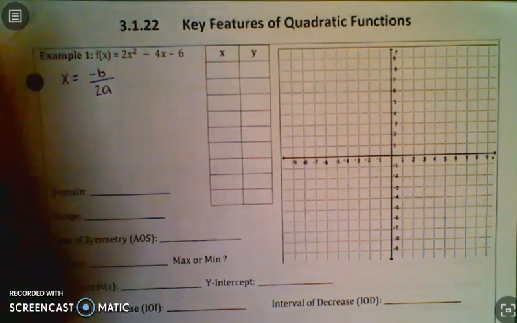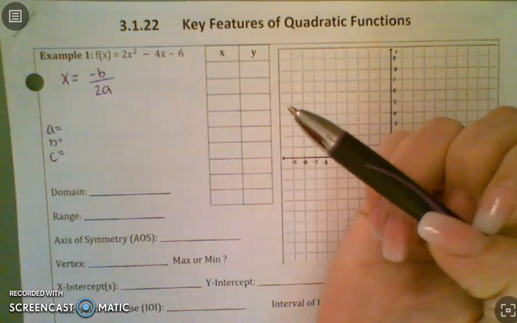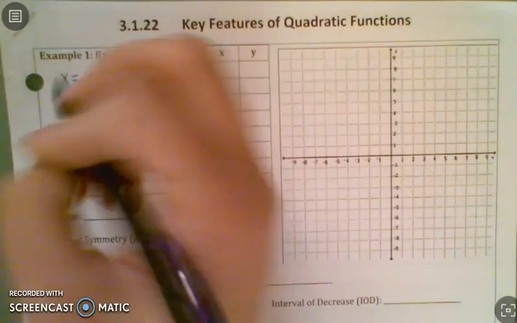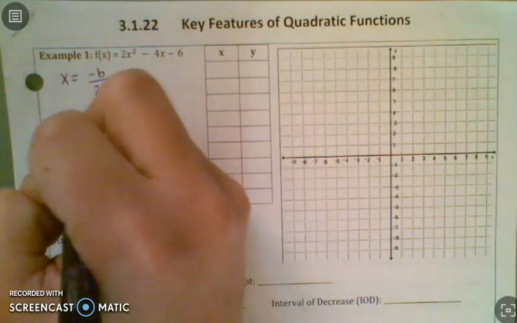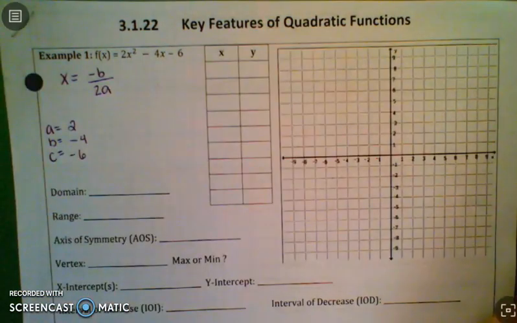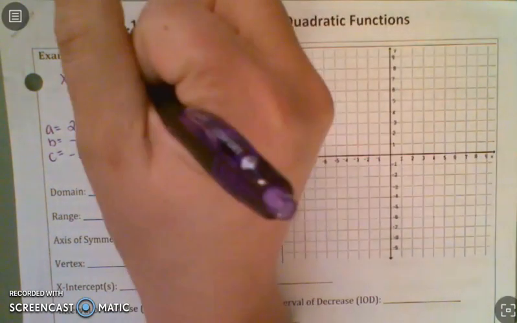So to do that, we need our ABCs. Our a value is what's associated with the x squared, so 2. Our b is what's with x, so negative 4. And our c is the constant, negative 6. Then I'm going to plug in to this equation.